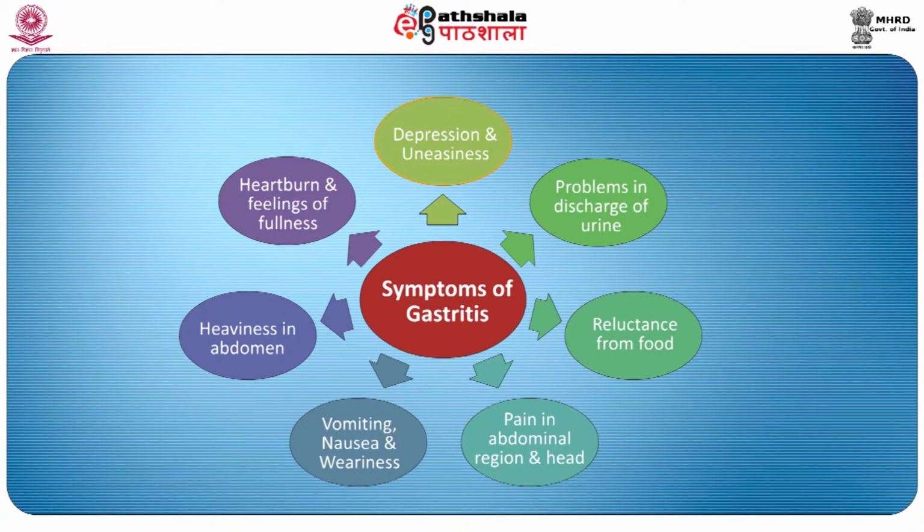Depression and uneasiness, epigastric discomfort, intermittent or constant gastric abdominal pain, heartburn and feeling of fullness, loss of appetite, abdominal bloating or belching, nausea, vomiting, weariness, reluctance toward food, problems in discharge of urine. In severe cases, hemorrhage may be seen. Sometimes diarrhea, dyspepsia, that is indigestion, and hiccups, but there may be individual differences in the symptoms.